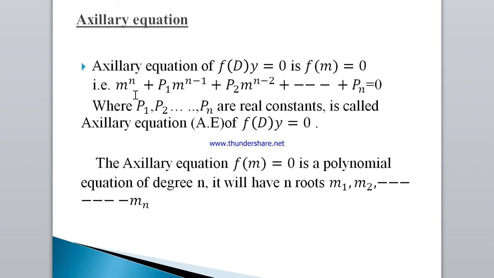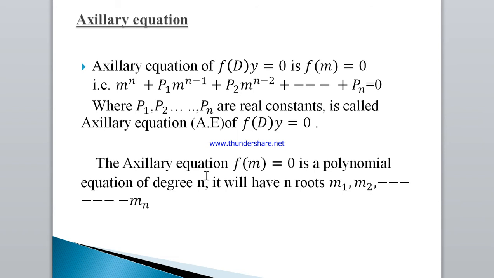If you observe one point, in the operator form we write D^n plus p1 D^(n-1) plus p2 D^(n-2) plus and so on pn is equal to f of D. But in the auxiliary equation, in place of D we write m, and we get the auxiliary equation. Simply, we can write the auxiliary equation for the given higher order differential equation and find the roots of the given differential equation by using the auxiliary equation.